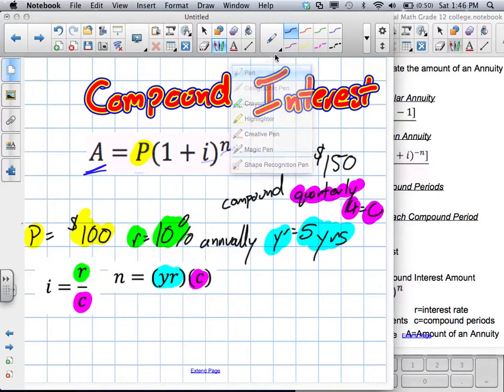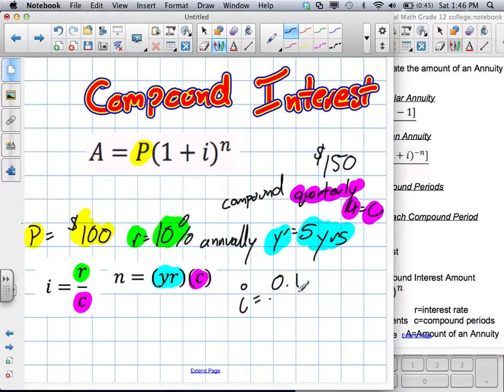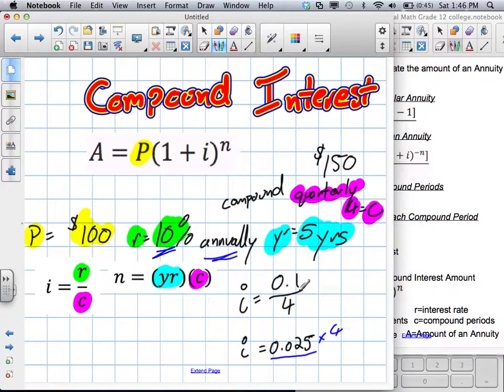So I is the interest rate per compound period. The reason I want you to get used to this is I is equal to our interest rate, which was 10%, which is 0.1, divided by the compound period of 4. So let's get used to this idea. What is that number? 0.025. So I is equal to 0.025. What that means is you get 10% annually. Well, if you multiply 0.025 by 4, you're going to get 0.1, which is a 10% annual rate. But 4 times a year, so every 3 months, you're going to get this much interest. This is actually 2.5% interest.